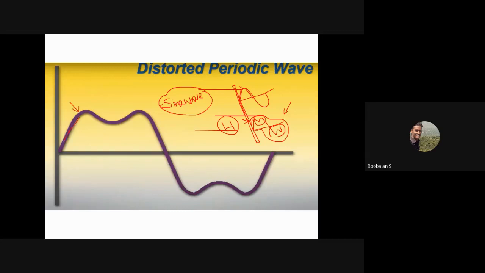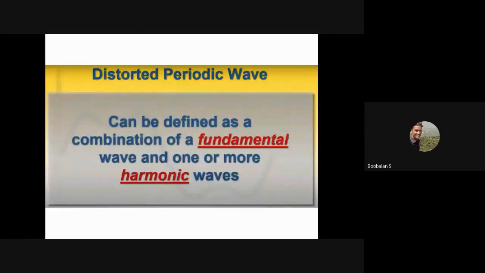Instead of being like this, it became like this. Instead of having two humps over here, because of my switching devices, rectifiers and inverters, it looks like this. If it is like this, definitely there is a huge issue going to happen on my network side. So this distorted periodic wave is called harmonics.